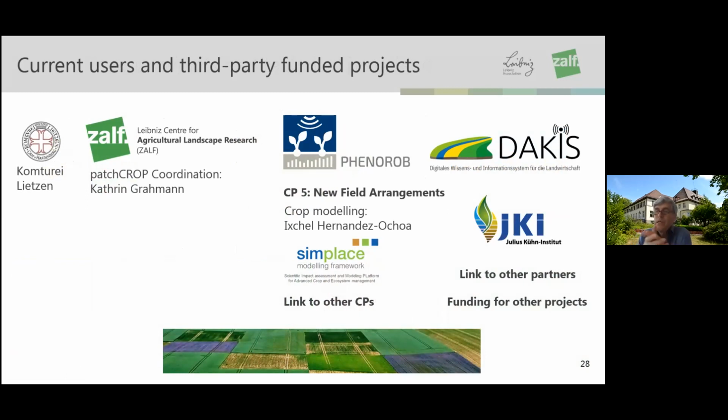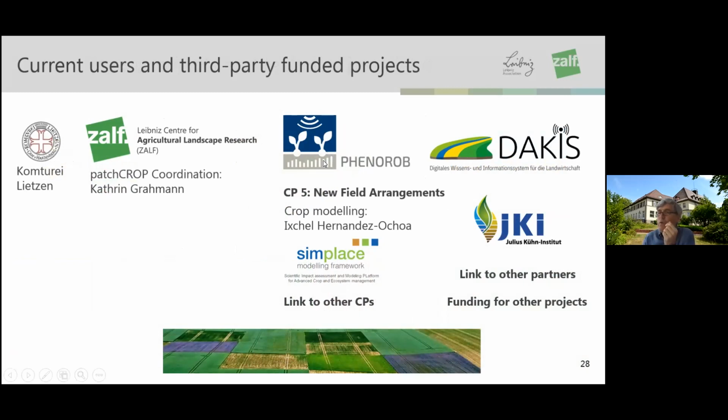So that experiment is set up by ZALF in conjunction with FENOROB. And I want to acknowledge here my colleague Katrin Graman, who has spent a great deal of work and great time as well on coordinating the experiment.